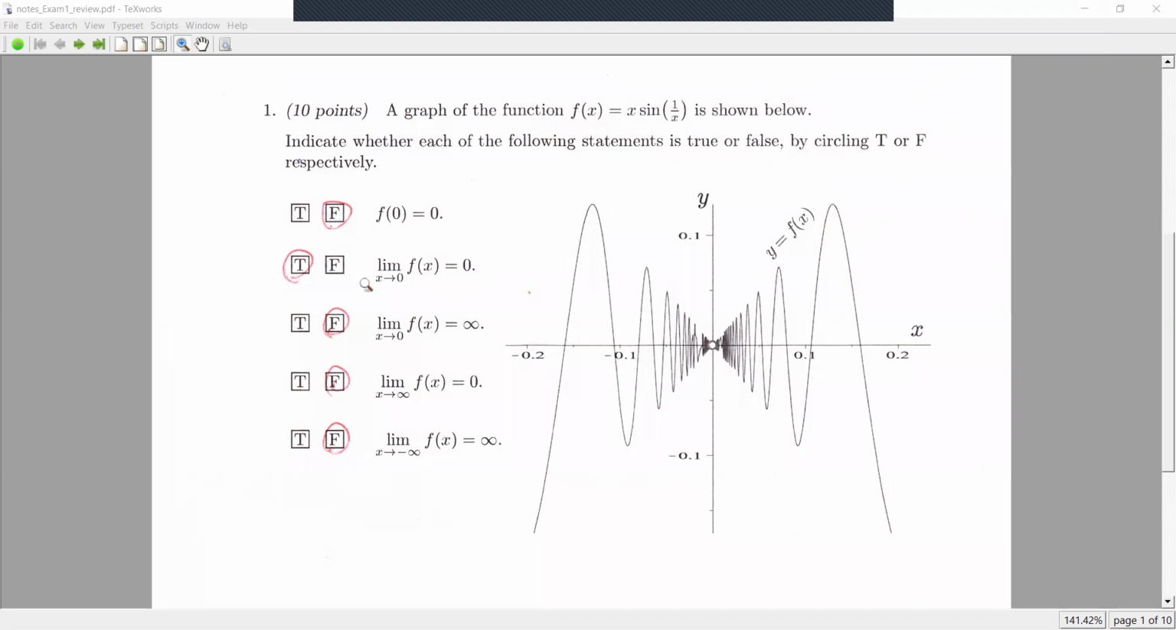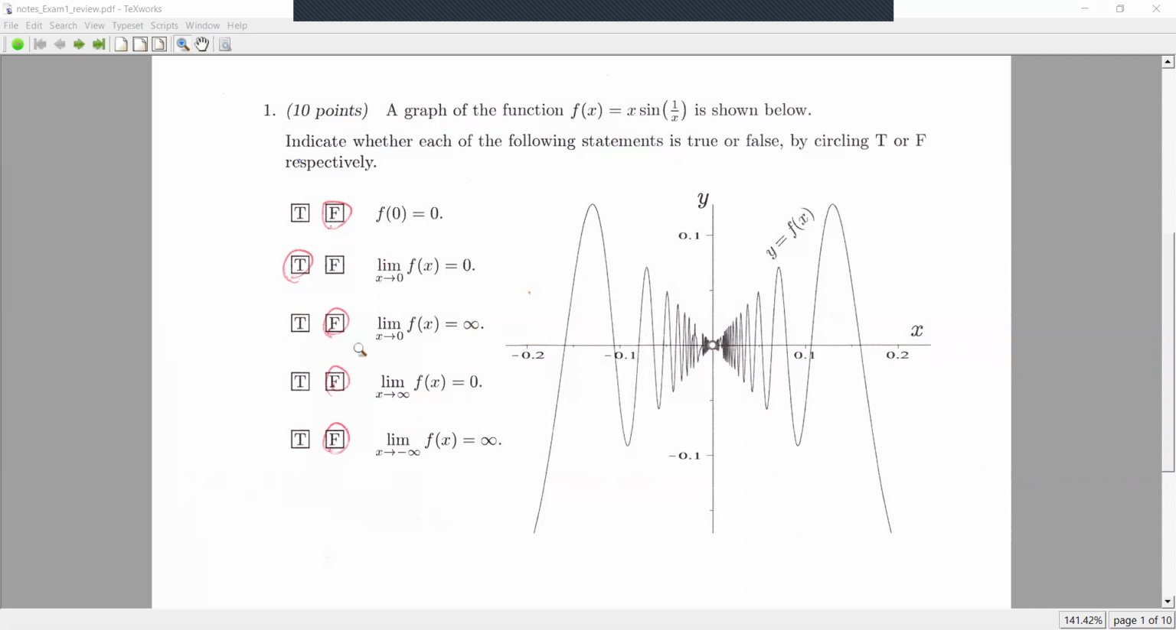Statement 2. As x approaches 0, function approaches 0. True. From the diagram, as x approaches 0, the graph is approaching this open dot. The height of this open dot is 0. Therefore, this limit is 0.